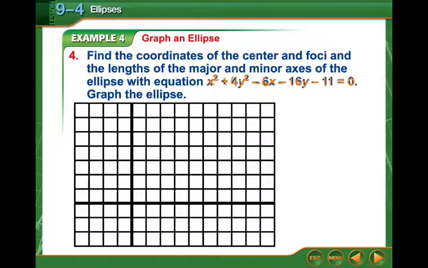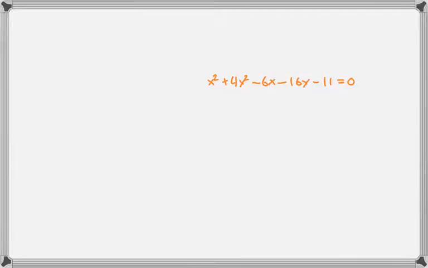So now I'm going to give myself a whiteboard to use to find this, and then we'll go back to the problem itself. To graph it, that is.